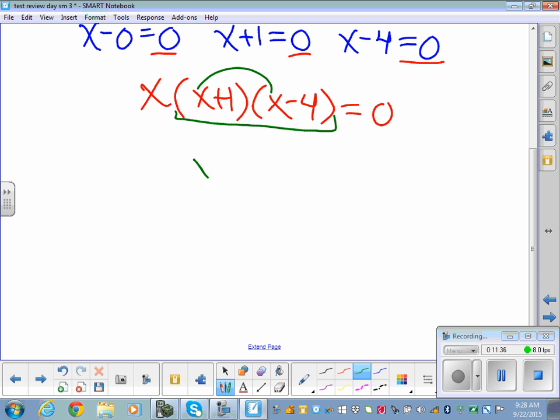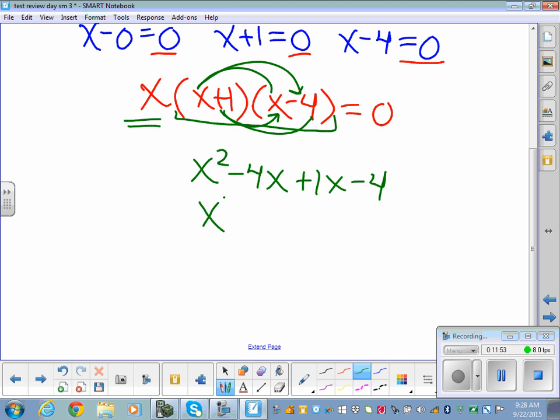So x times x is x squared. X times -4 is -4x. 1 times x is x, so plus 1x. And then 1 times -4 is -4. Combine like terms before you multiply this x in. So we have x squared minus 3x, since -4x plus 1x is -3x, minus 4. And then multiply in that third x. And make sure you multiply it into the whole polynomial.